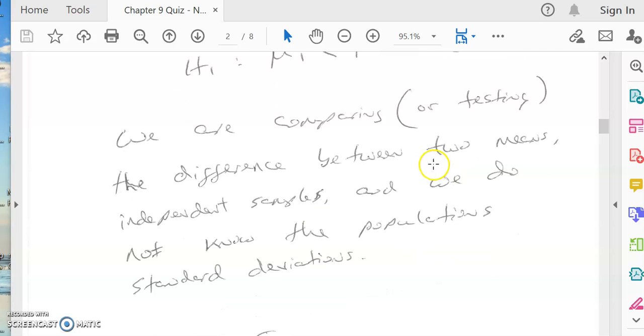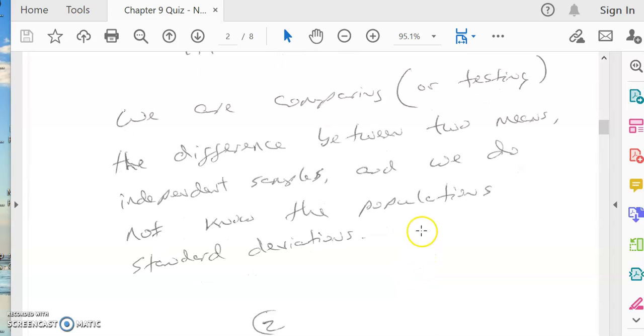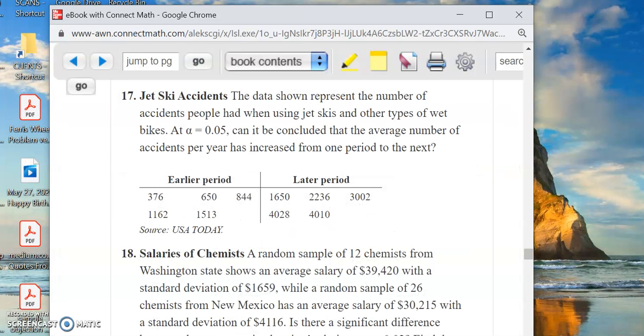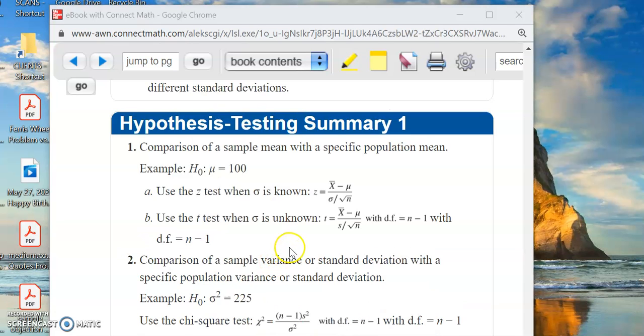So we're comparing the difference, or another way of saying that is we're testing the difference. We're comparing the difference between two means. They're independent samples, and we do not know the population standard deviations. Now, that's because it wasn't given to us. Now, what I want to point out here, give me 1 second, I'm going to go to that in the book. Okay, I did a video on this, a separate video.